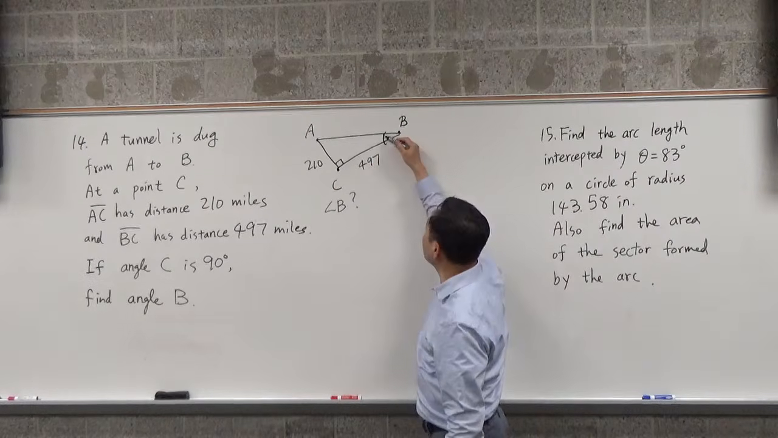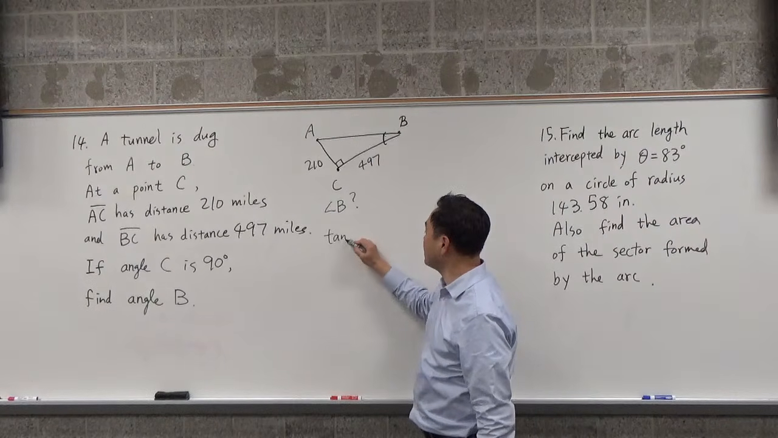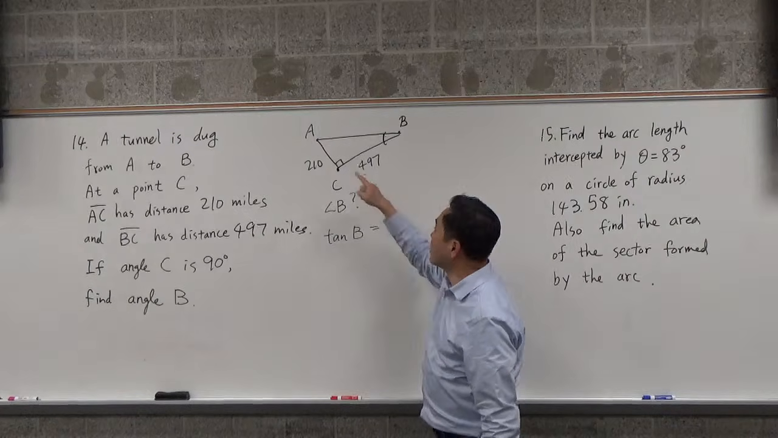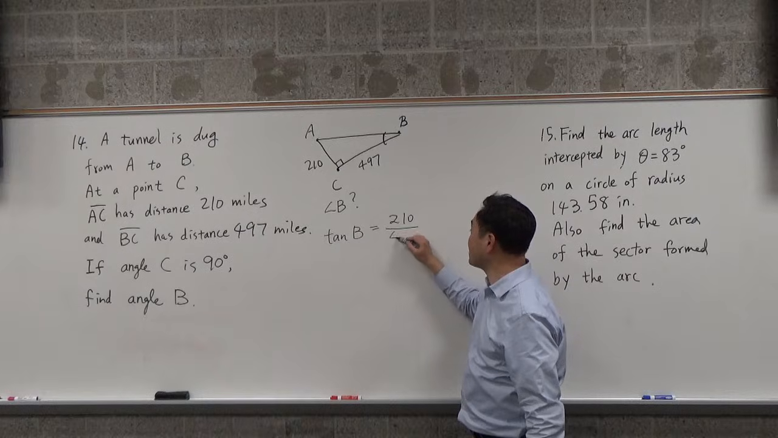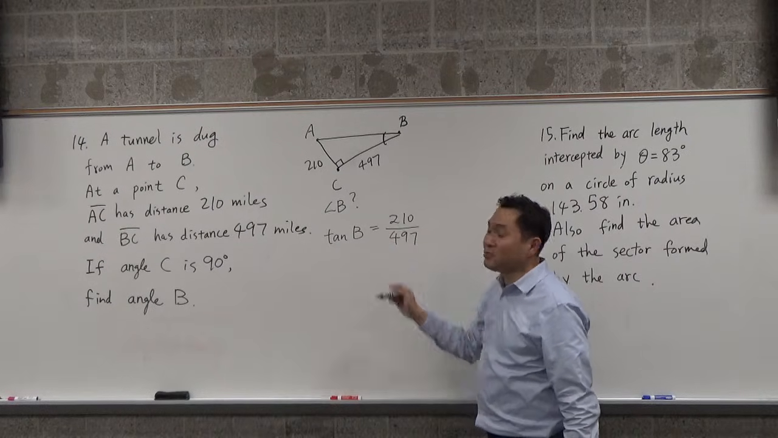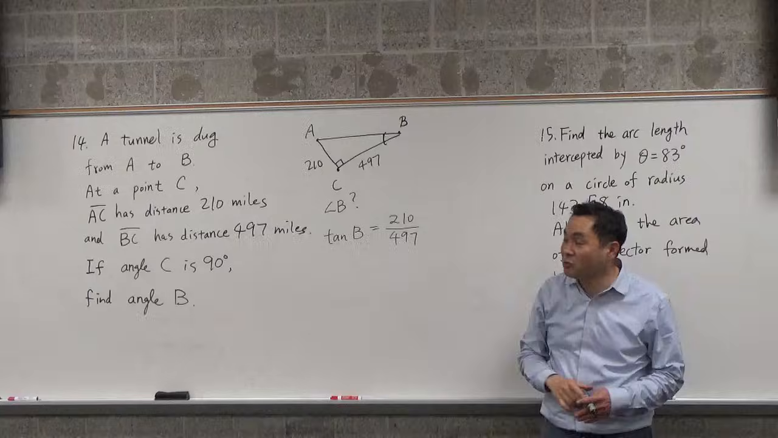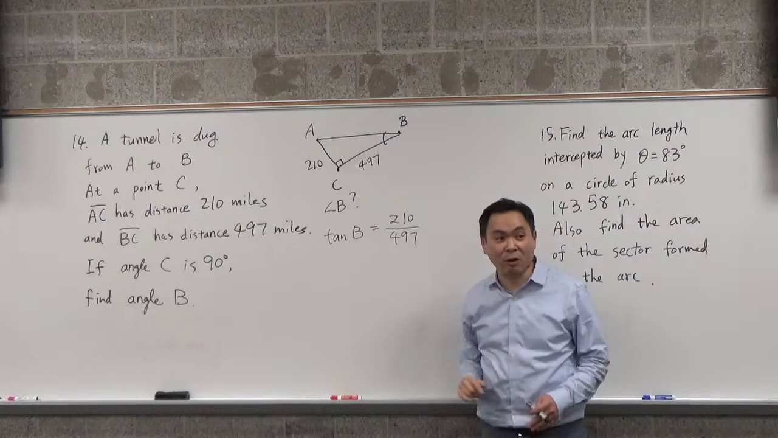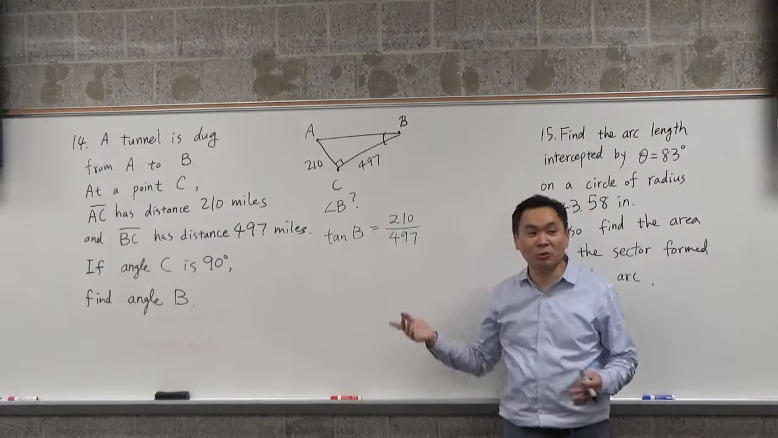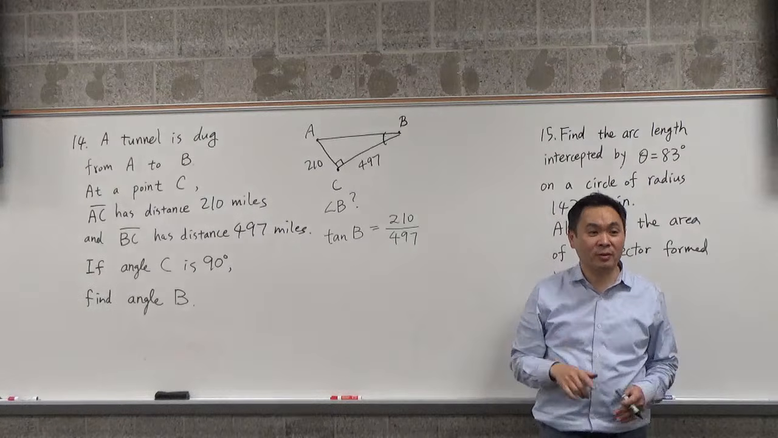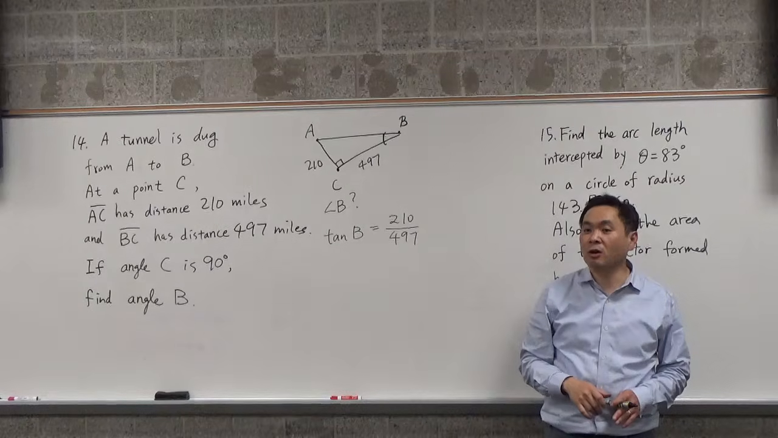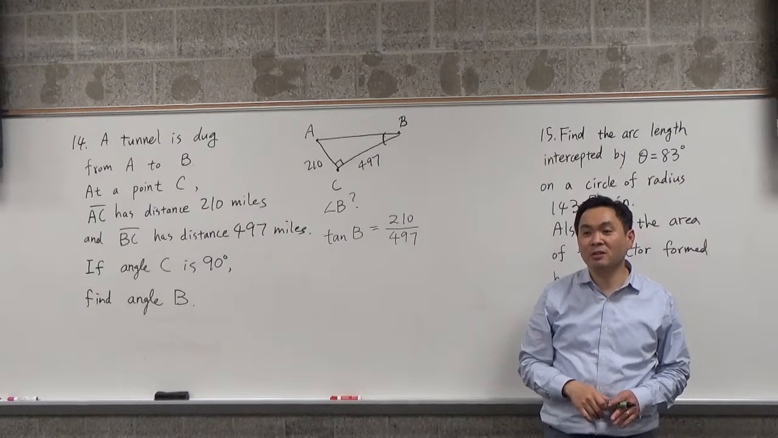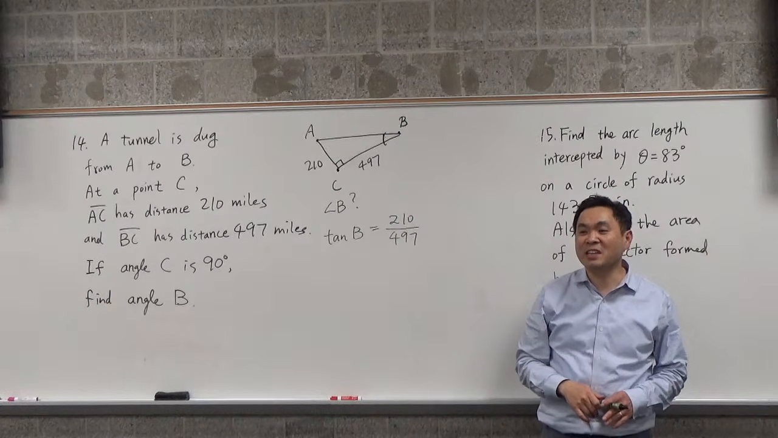Tangent, because tangent of B is opposite over adjacent, so that's going to be 210 divided by 497, right? So we can easily get the tangent of B. However, the question is asking for B itself. So from here, how do you get the angle B? You have to do the reciprocal. No, it's not the reciprocal, you have to do the minus 1. What is that? That's the inverse function. Inverse.